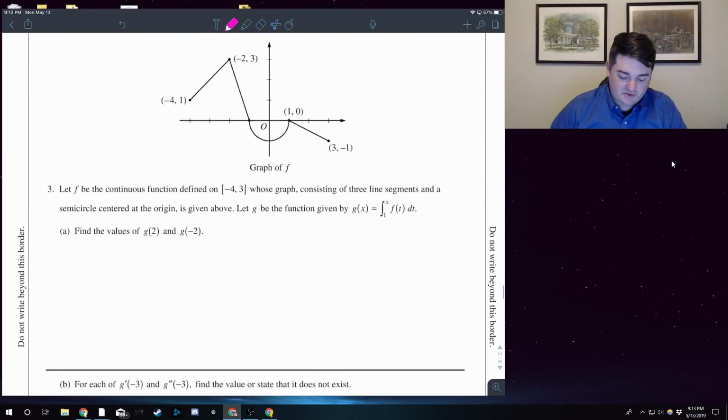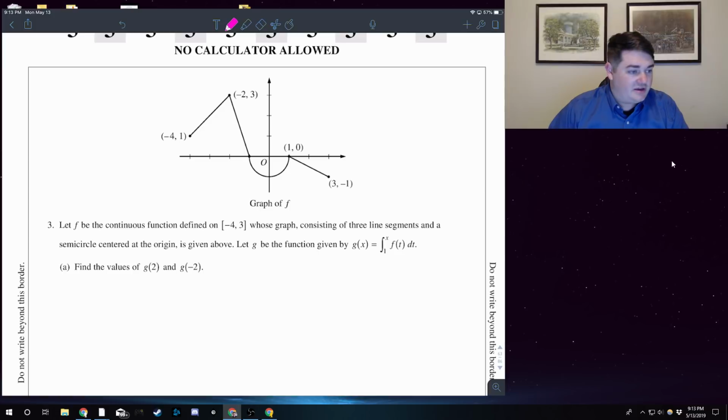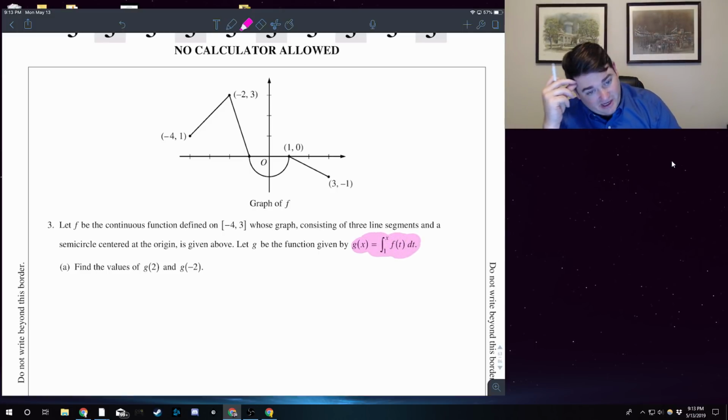Okay, on to the no calculator section. Okay, Alex, this is what you were asking about. Here's your sign chart problem, I guess you would call it. They're going to give you the graph of f, and then they're going to tell you g of x is the integral from 1 to x of f of t dt. So when you see that, you're immediately thinking g prime of x equals f of x, and this is where all the sign chart business comes into play.